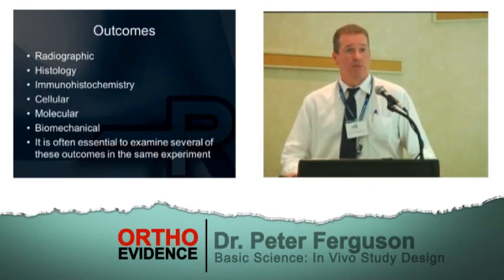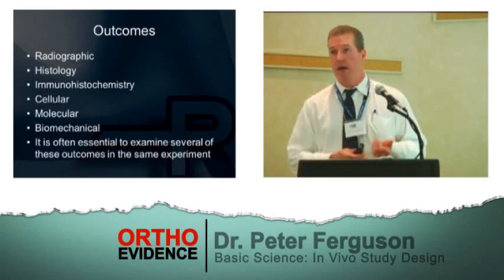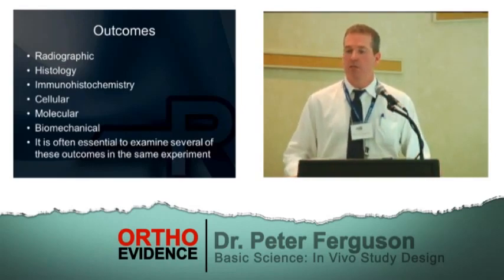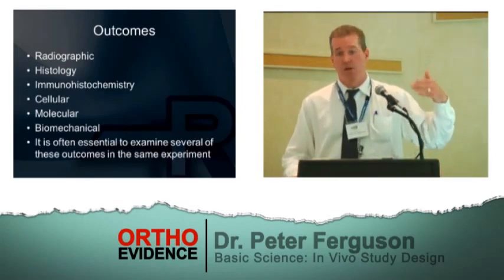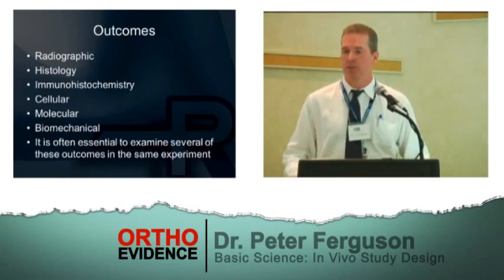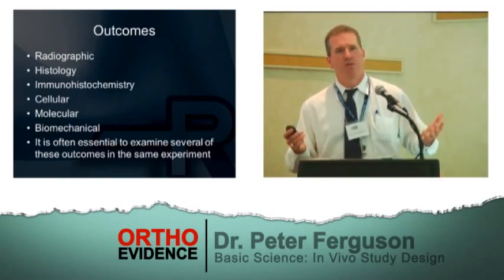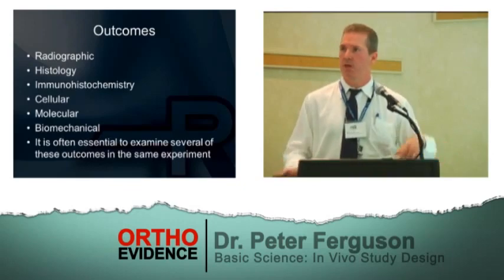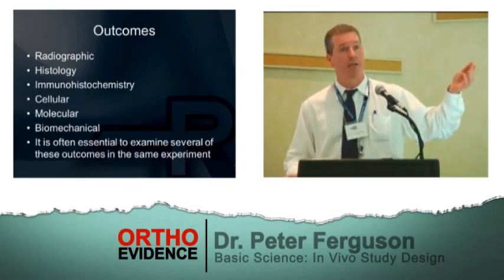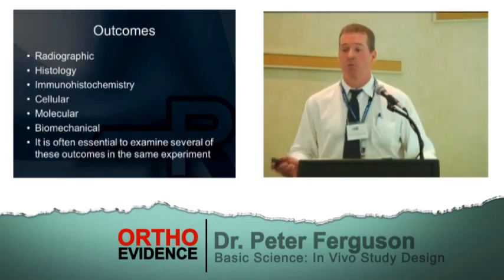Okay, what about the outcomes? All kinds of different outcomes you can look at: radiographic, histological outcomes. You can look at immunohistochemistry. You can look at things on a smaller level, the cellular, molecular, biomechanical level. Sometimes it's important to examine multiple of these things, right? Because if you get one result, you can often explain it by the result of something else. If you see that fractures aren't healing, and you look at things on a cellular level or molecular level, you may be able to explain why that's the case.